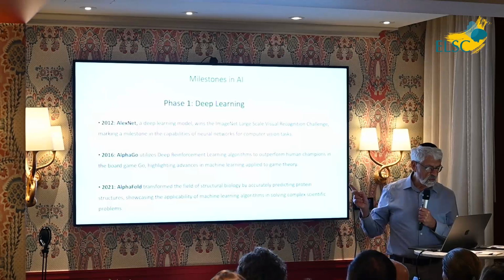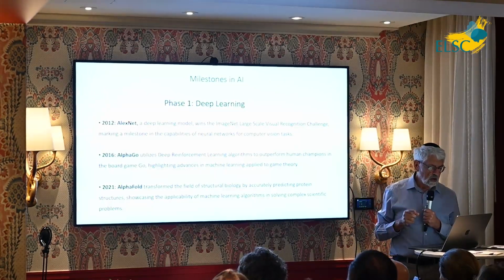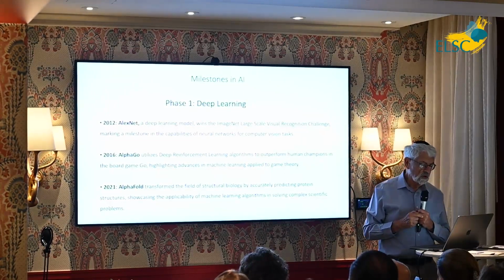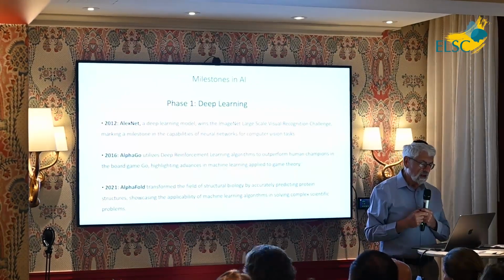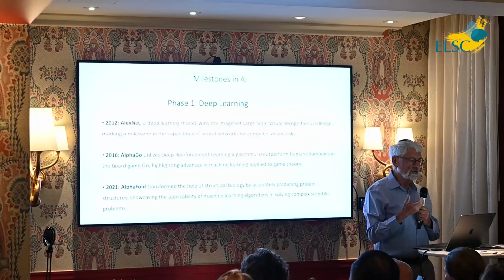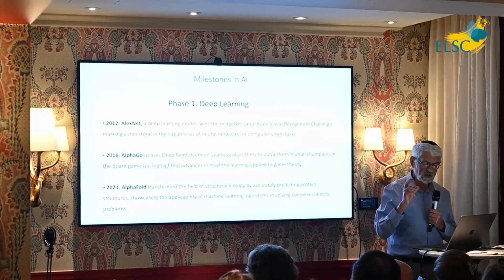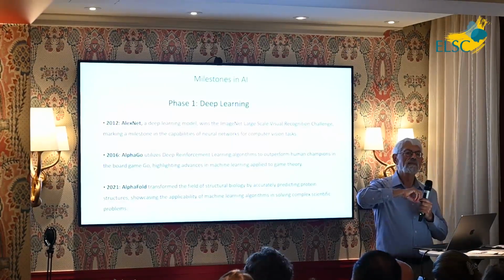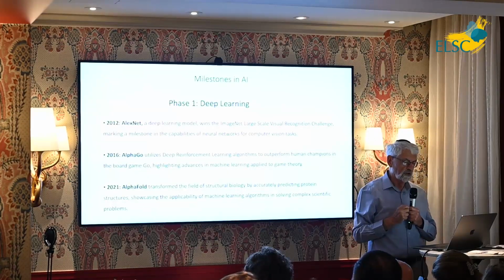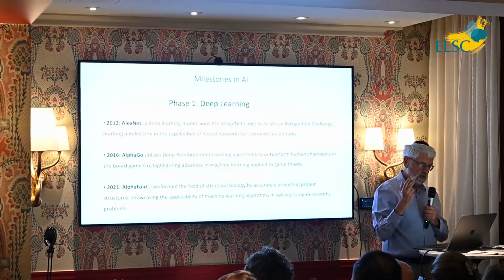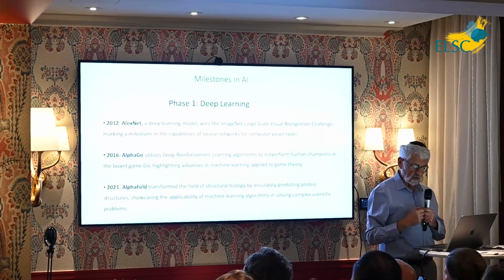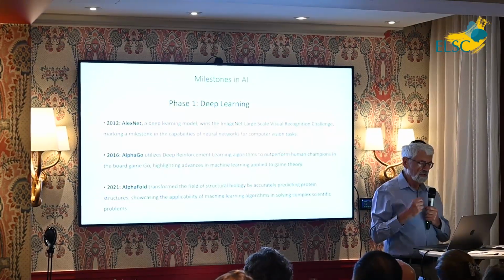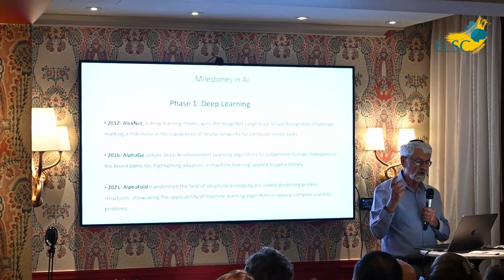Another one, which is more scientific, is AlphaFold. Several years ago, again by the same group, DeepMind, now part of Google, they showed that you can use deep networks to accurately predict the three-dimensional structure of proteins. A very important scientific, medical and technological breakthrough which transforms structural biology.